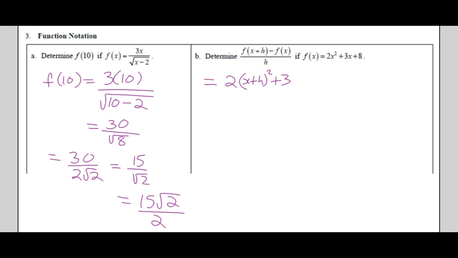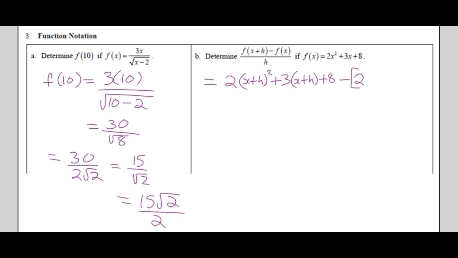Plus 3 times x plus h, x plus h. Plus 8 minus, I'm going to throw a set of brackets in there, right? Because I need to remember that I'm subtracting that expression, which is going to be flipping signs. And I want, okay, so what goes in here? 2.